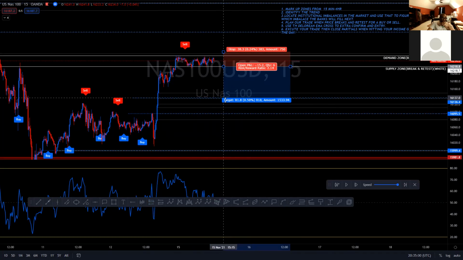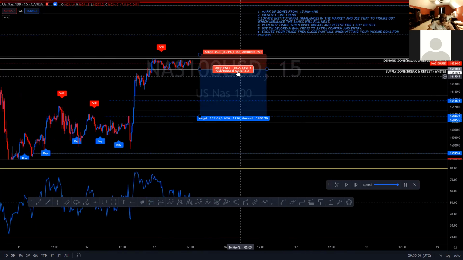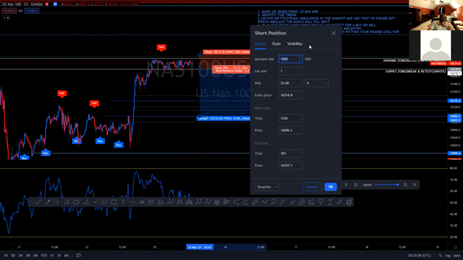And then I set this as my first take profit and then my second take profit. That way, if price breaks this, retests and sells, then I can click on here and enter in my stop loss and take profit to be in the trade. Or if I want to do a sell stop, then I've got the entry price as well.